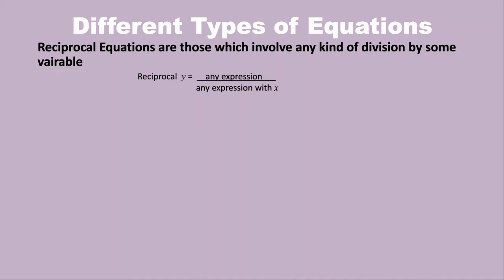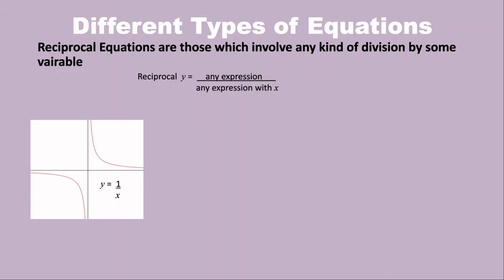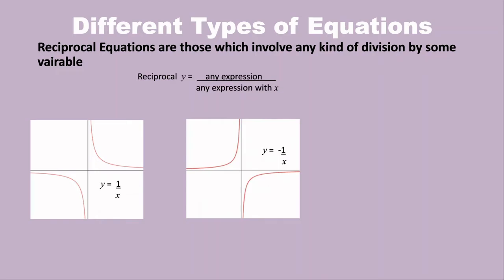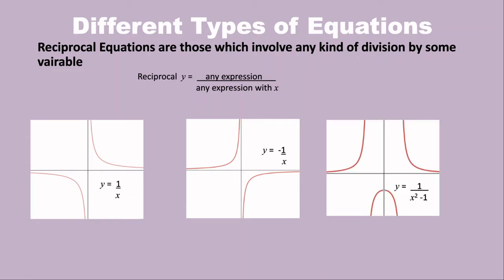The common reciprocal curves you might have seen before are ones like this one, y equals 1 over x, or y equals negative 1 over x. We could also have some very interesting looking reciprocals like this one here. Again, it's any expression divided by some expression involving x. And look at the shape of this curve. It's got 3 different parts to the curve. But this graph is all thanks to just one equation.